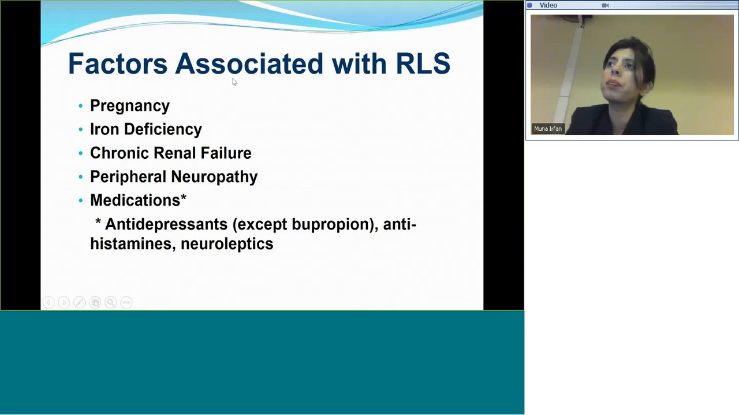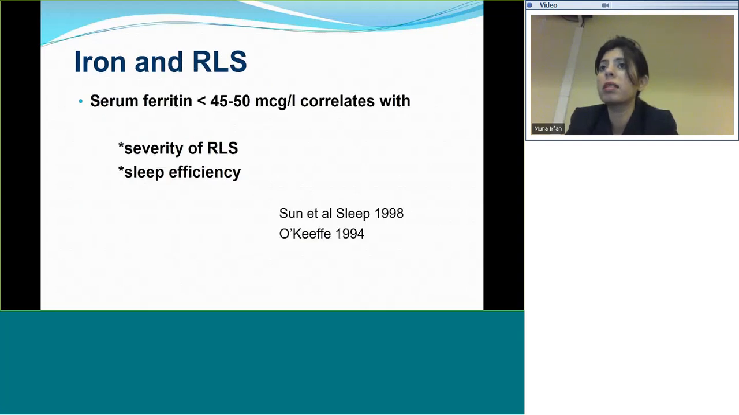There are some other conditions, physiological and medical conditions, which are also associated with restless leg. Pregnancy is, of course, a big one. Iron deficiency, chronic renal failure, peripheral neuropathy, like we talked about, and then I think a really common cause, which we tend to forget many times, is medication use. So antidepressants, except bupropion, most of the antidepressants, antihistamines, and neuroleptics, mainly because neuroleptics have some antidopaminergic effect. So these classes of medication can definitely worsen restless leg and sometimes even unmask it.